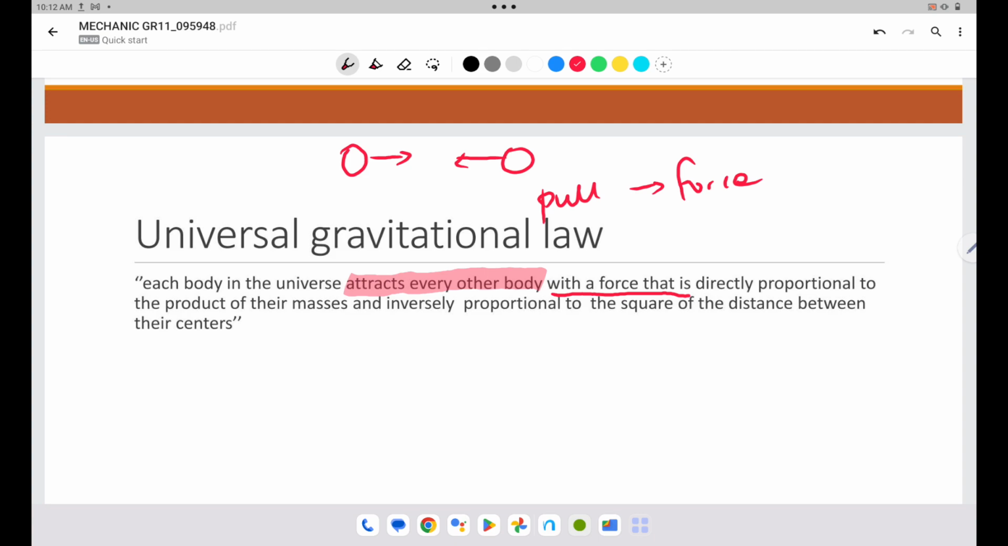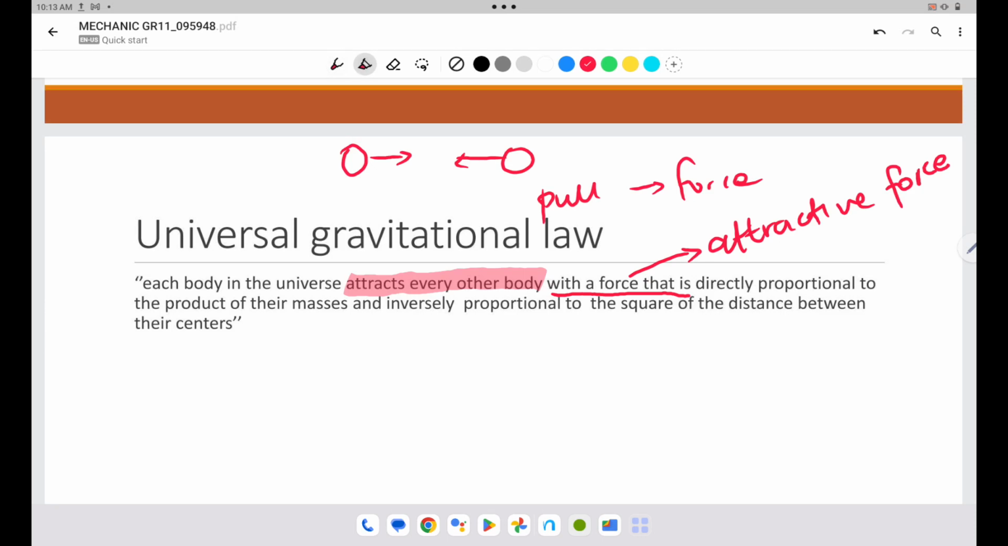So we are talking about a force here which is attractive. This force that they're talking about is an attractive force. I just want to go back to the name of the law. We are saying the law is the universal gravitational law.